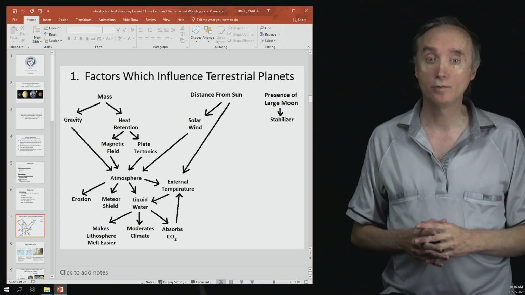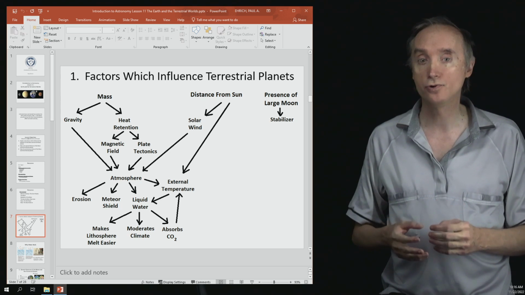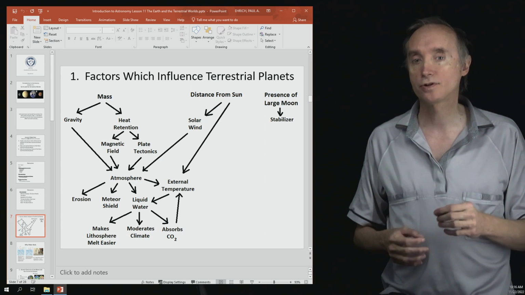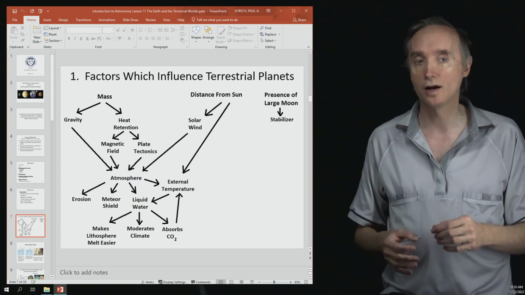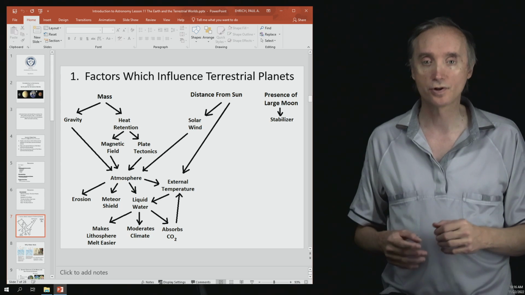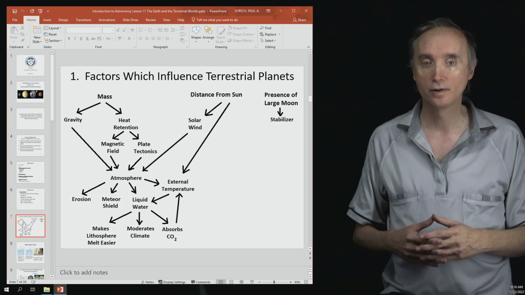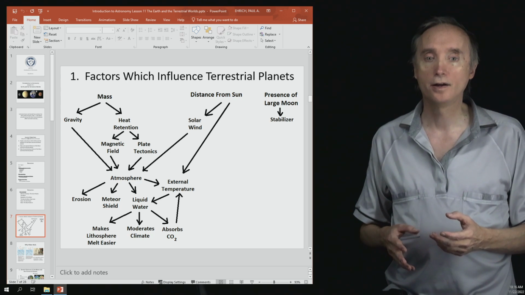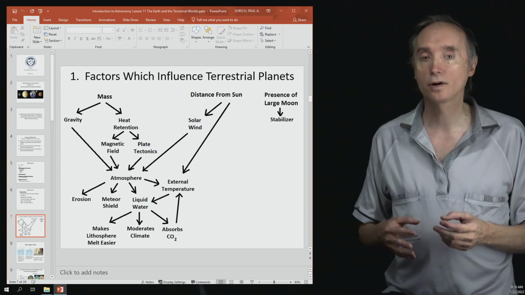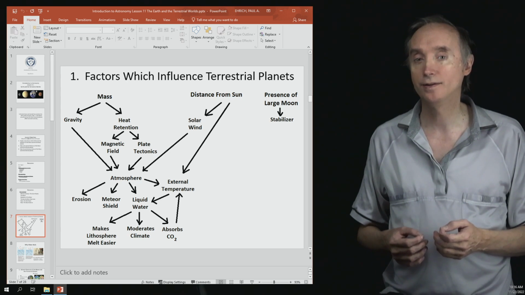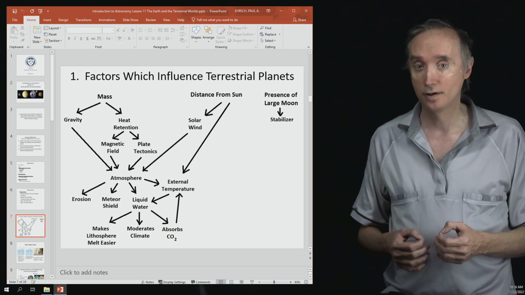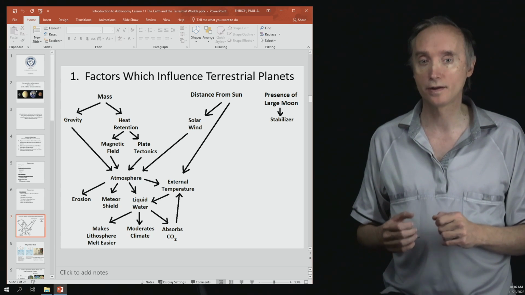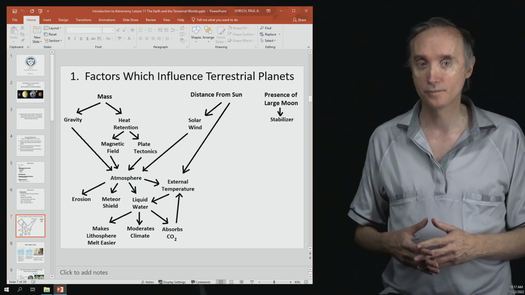And then we found that the oceans absorb carbon dioxide and turn it into limestone. So we'll talk more about that later. And then some of the other arrows on there. So the more carbon dioxide in the atmosphere, the hotter the planet is going to be. And we're going to call that the greenhouse effect.